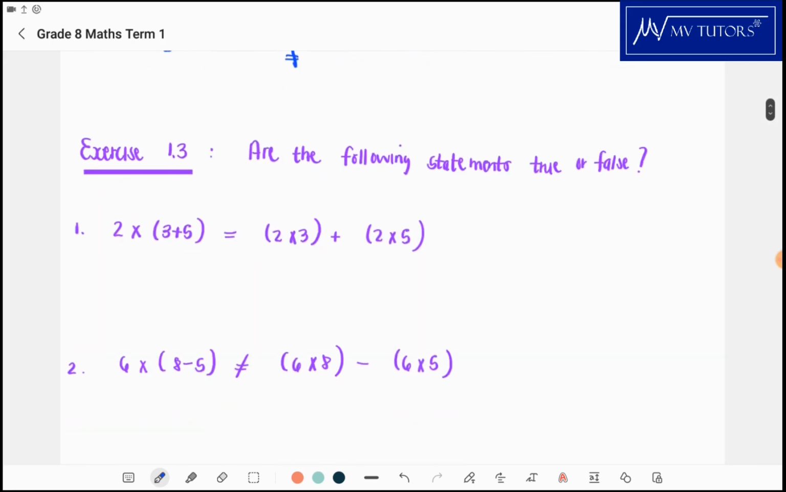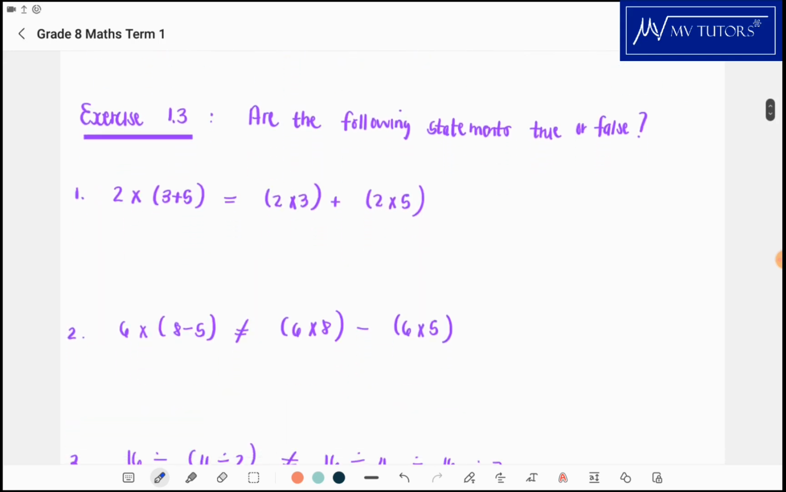Are the following statements true or false? We're going to look at the distributive property. So 2 times (3 plus 5), 3 plus 5 is 8. So 2 times 8 is 16. Now if we look on the other end, 2 times 3, that is 6. 2 times 5, that is 10. And 6 plus 10, that is 16. So yes, what is written there is true.